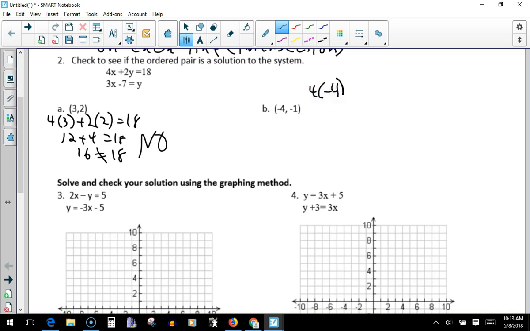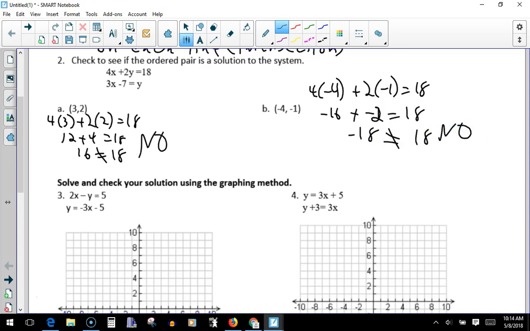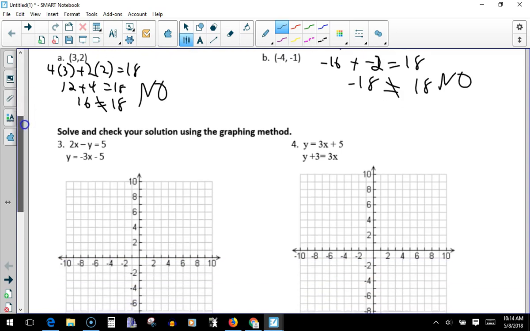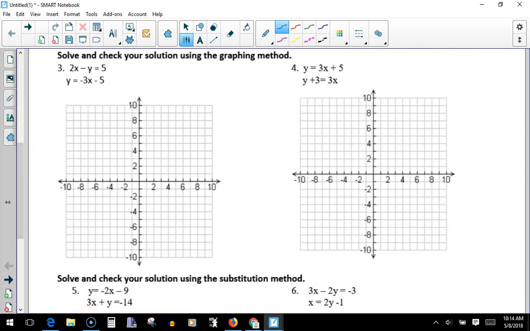Negative 4, negative 1. 4 times negative 4 plus 2 times negative 1 equals 18. That's negative 16 plus negative 2 equals 18. And that's negative 18 does not equal 18. So that's again a no. I don't have to go on to the second one. Please show your work on these problems, even if you do it on the calculator. Because let's say you type in the calculator wrong and get the wrong answer. At least show your work so you can get partial credit maybe.